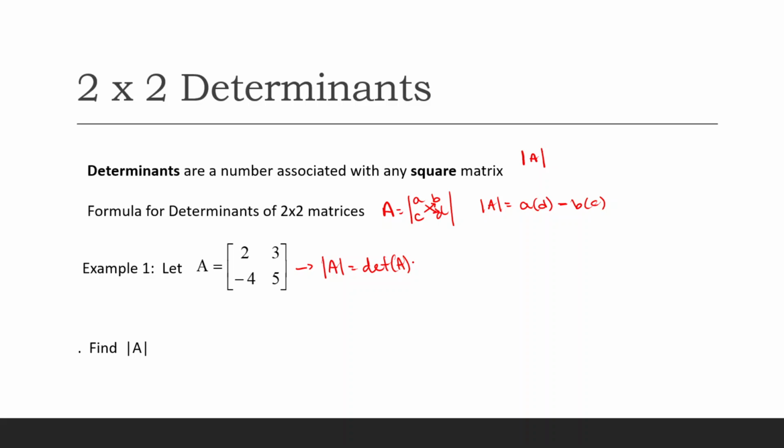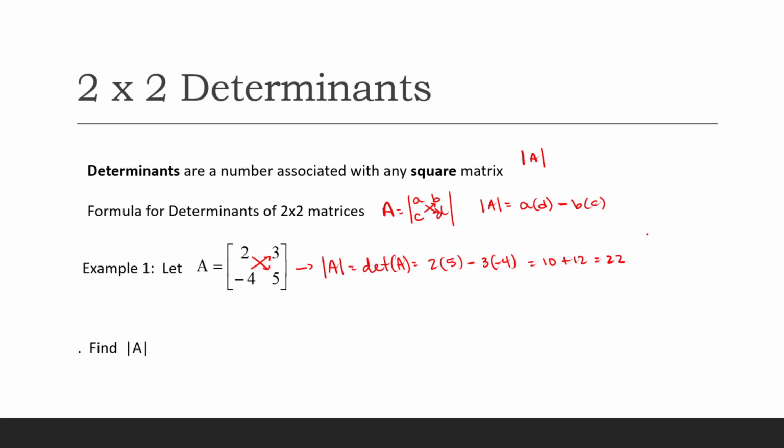Okay, so for this matrix, the determinant of A, or you could also write it in this notation, would be 2 times 5, that's the downward diagonal, minus 3 times negative 4, that's the upward diagonal. So we get 10 plus 12, and that's 22.